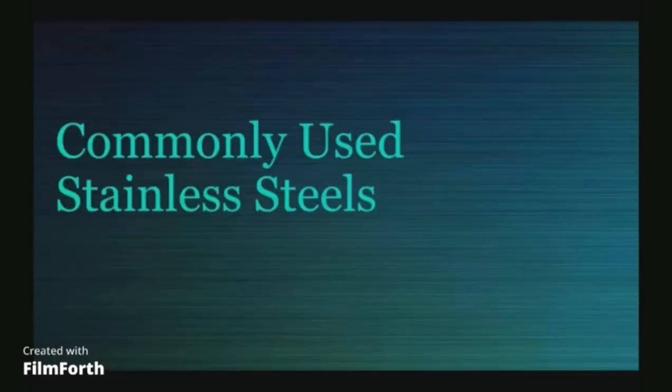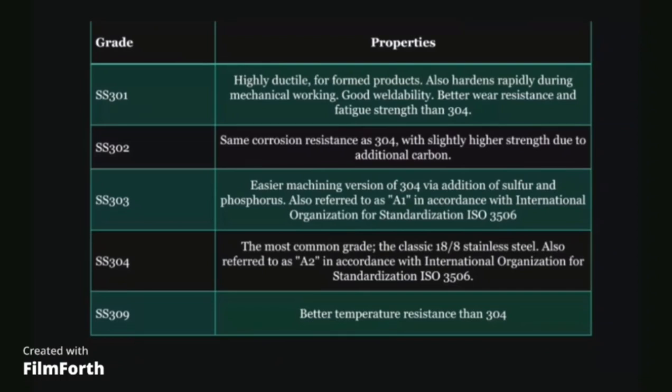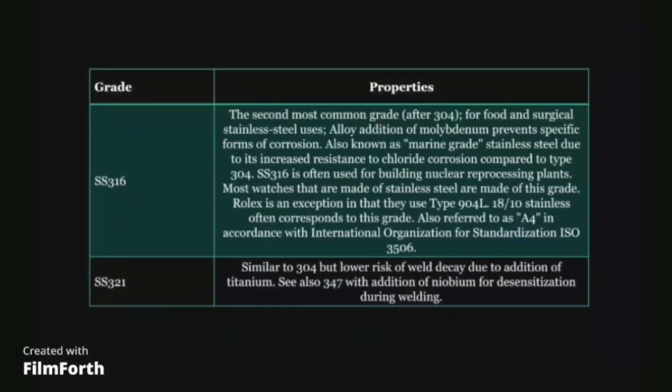Okay, so the commonly used stainless steels are grade. Here we can see all the types of grades. For example, SS301, highly ductile for formed products. For 302 we can see the same corrosion resistance as 304, and for example 309 we can see better temperature resistance, and also SS321 is similar to 304 but with a lower risk of weld decay.